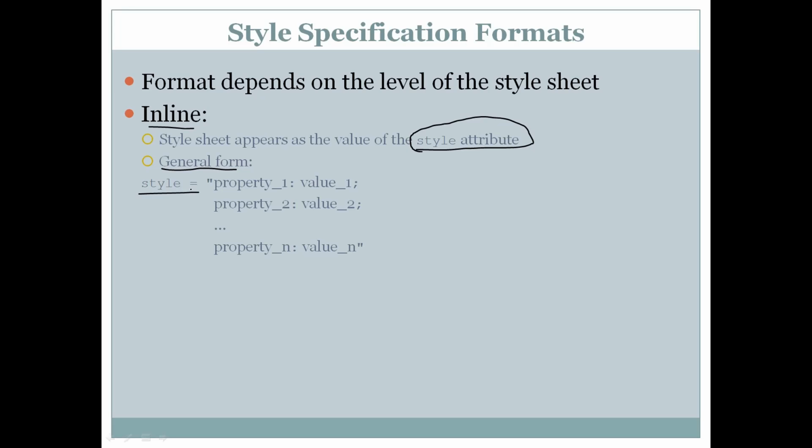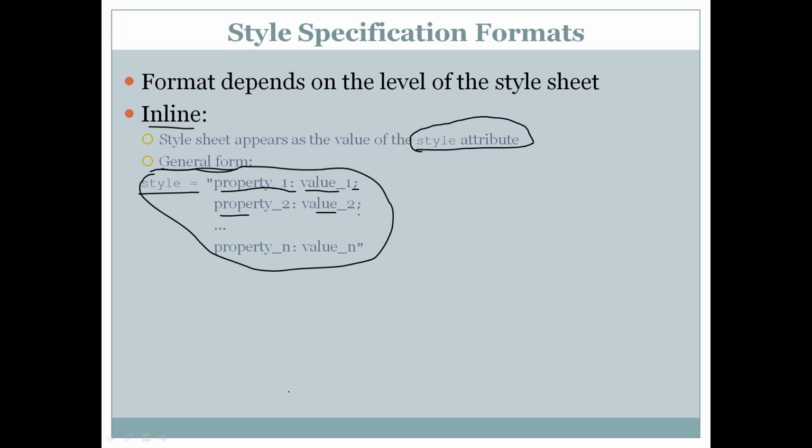Style equals property 1, the value, property 2, value. Again, there is a semicolon at the end of every property value pair. So any number of property value pairs can be used to apply the style. Okay, and this appears inside the tag. Now let us go through an example to understand how inline style sheets are applied.